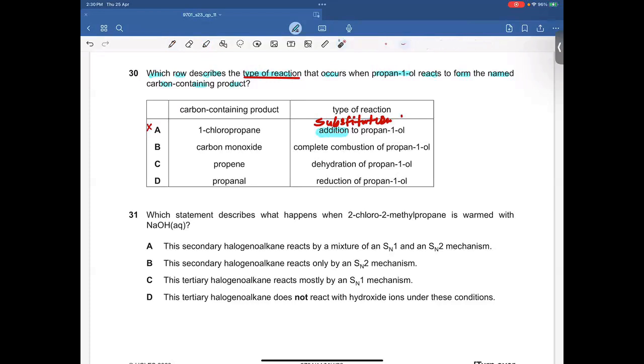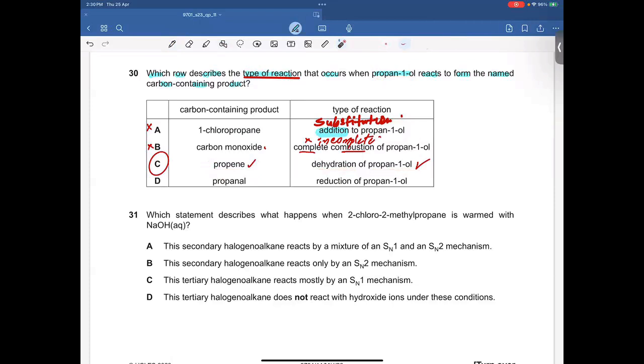Okay, next is carbon monoxide and complete combustion. So it's incorrect. It has to be incomplete combustion, because carbon monoxide is always formed through incomplete combustion. So B is also incorrect. When an alcohol is converted into an alkene, this process is called dehydration, which is right. C is going to be the right answer.